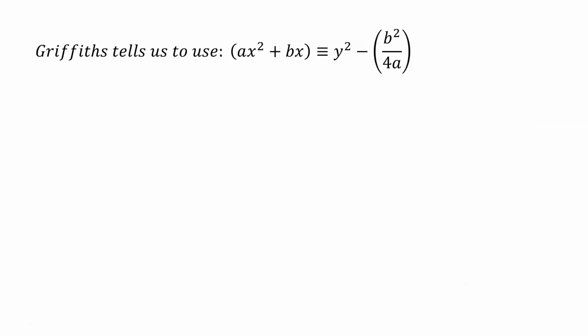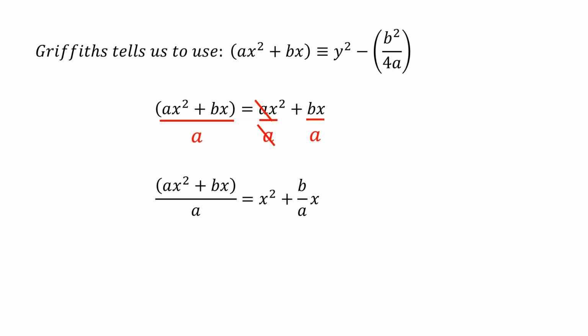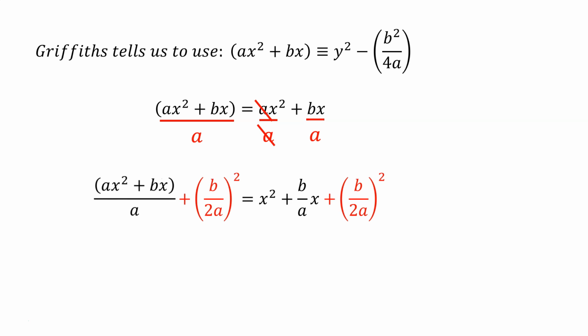Let's complete the square and see how Griffiths gets this equation. First, let's start with in parentheses ax squared plus bx equals ax squared plus bx. We're going to leave the group terms together on the left-hand side, but not on the right. First, we see that we have a leading coefficient a, so we divide each term by the leading coefficient. a cancels on the first term on the right-hand side. The right-hand side is now in the correct form for completing the square. So we take the linear coefficient b over a, divide it by 2, square it, and add it to both sides.